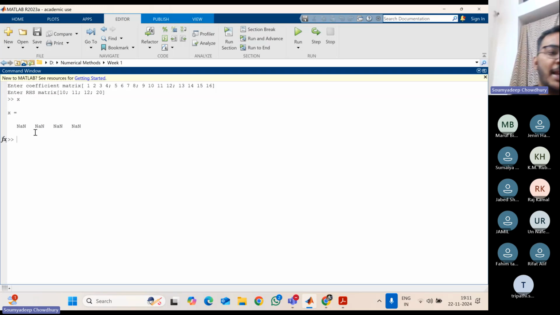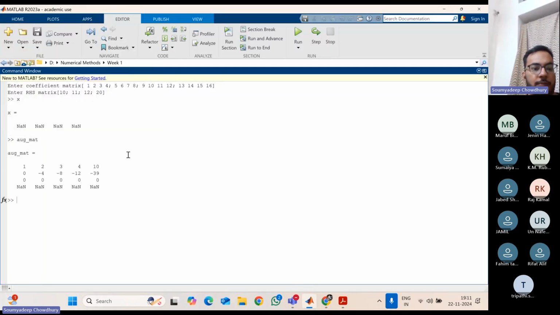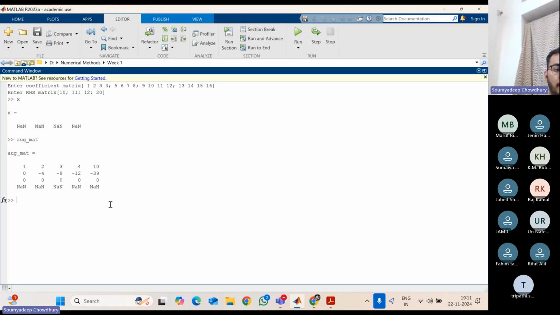See, x is coming as NaN. So that means there is no solution for this type of equation. I have just randomly given, right? So that's why there is no solution for this kind of equation. So like this, you can take any 4 cross 4 system and find out the solution. See here, the last element is going as NaN, which basically means not a number. That's why we are not getting any solution for this.